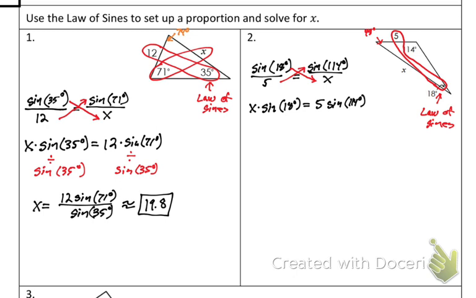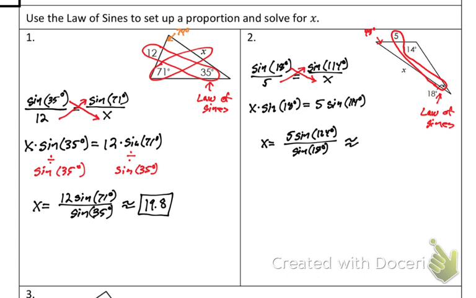Take a second. How do I move that sine of 18 to the other side? Don't yell it out. Raise your hand. What operation am I using? Tito? We're going to use division. So that's going to turn into x equals 5 times the sine of 114 all over sine of 18 degrees.